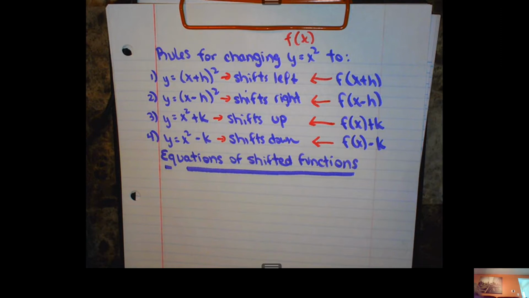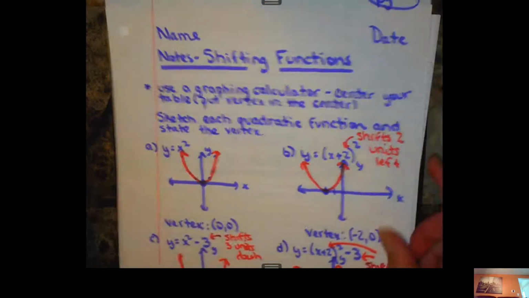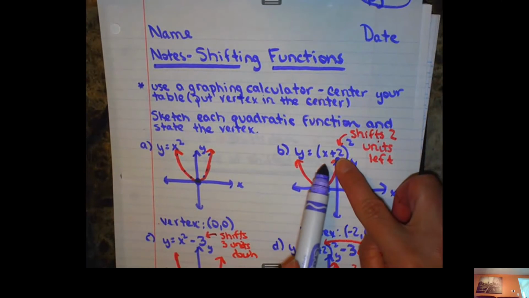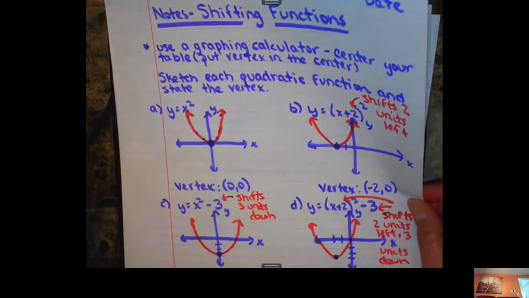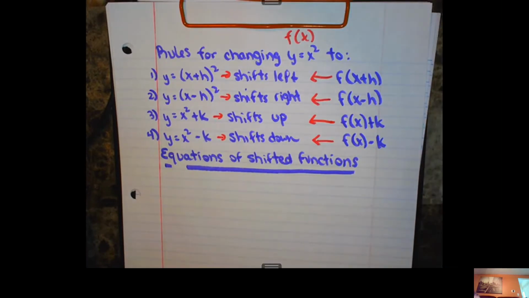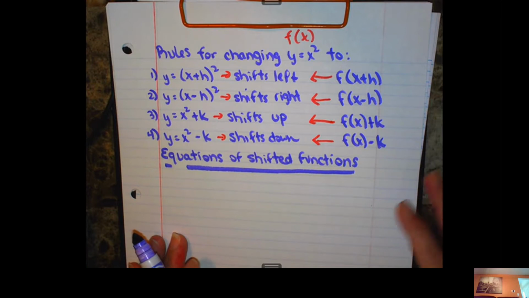You've seen what happens when you have it in vertex form. I'll cover this up for a second. When we're shifting to the left, you're adding to the x. When you're shifting to the right, you subtract, and so on. You're using the rules that we have here to change the equation. You might have to simplify the equation, so we're going to do some examples of that.